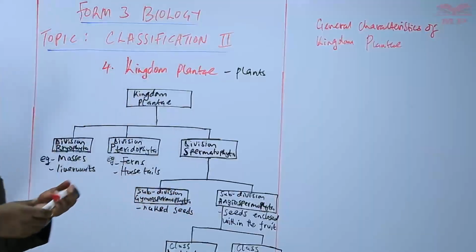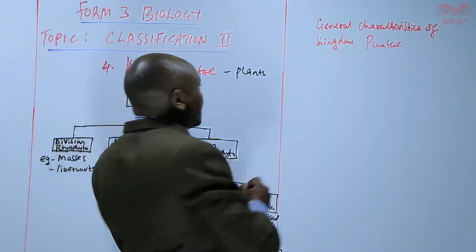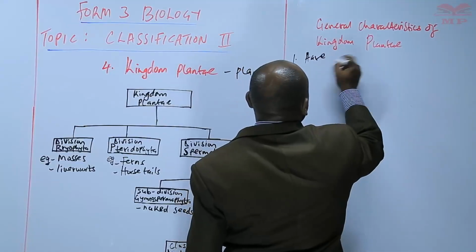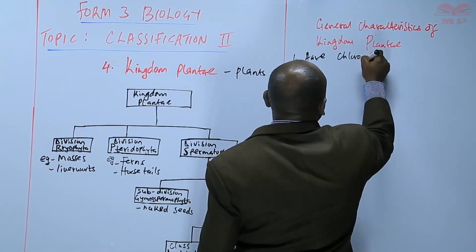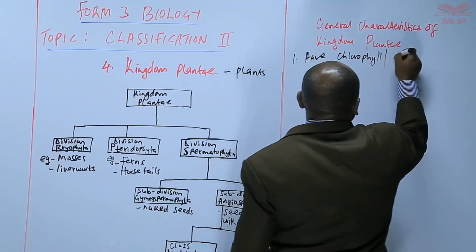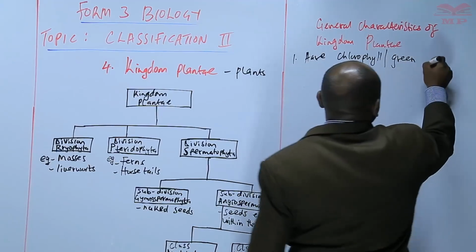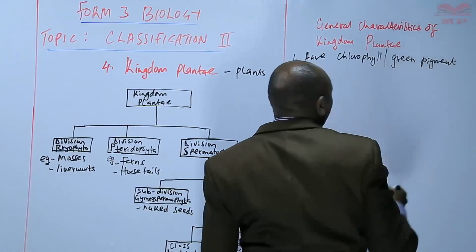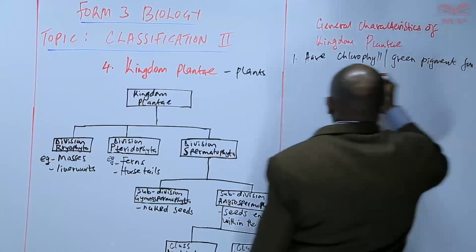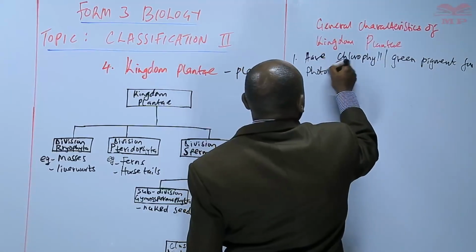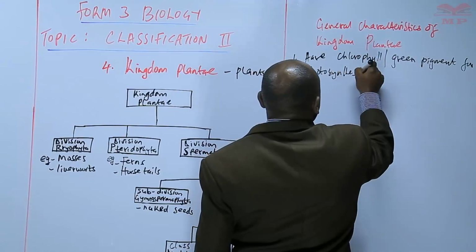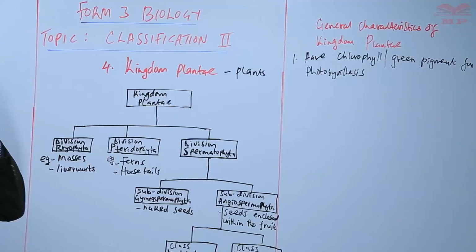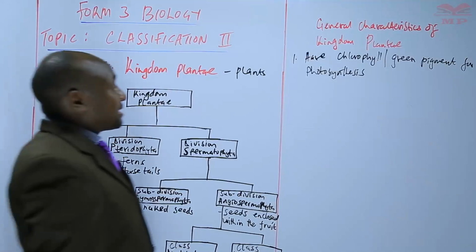Basically, the one thing we know about the plants is that plants have chlorophyll, which is the green pigment, and that is the one that is responsible for photosynthesis. So basically all these members of the Kingdom Plantae, they have that characteristic.